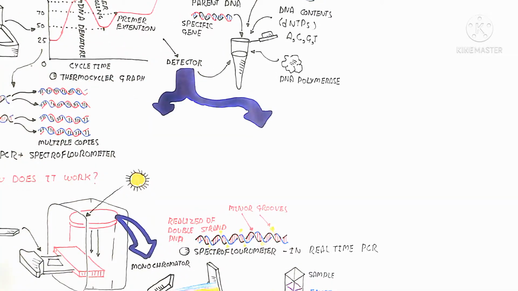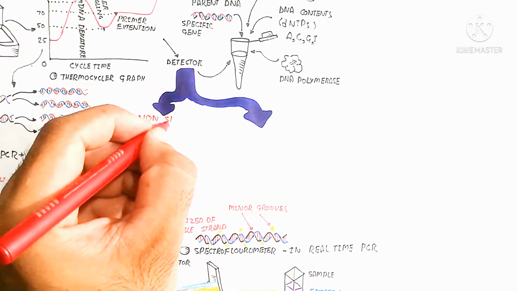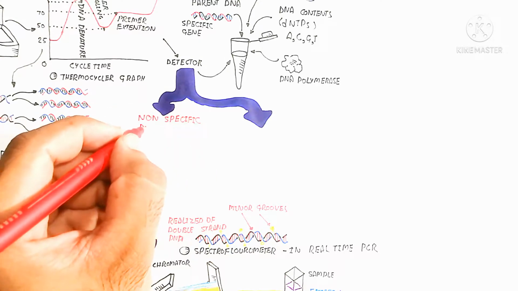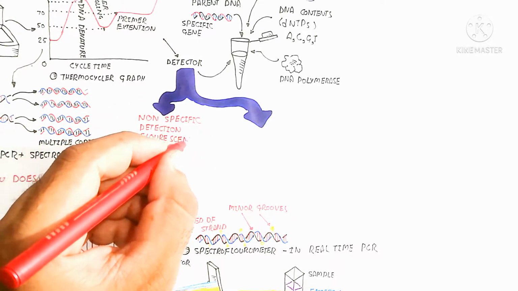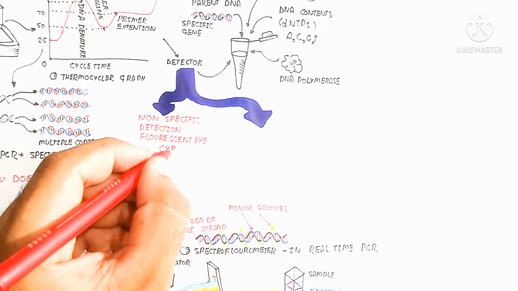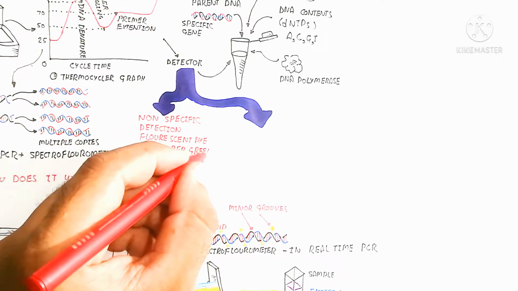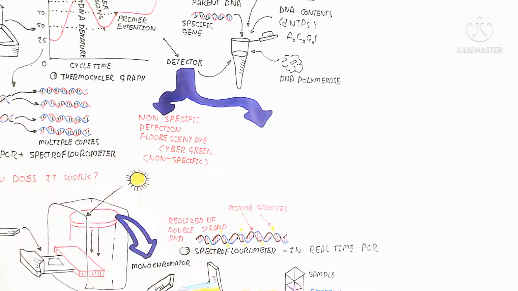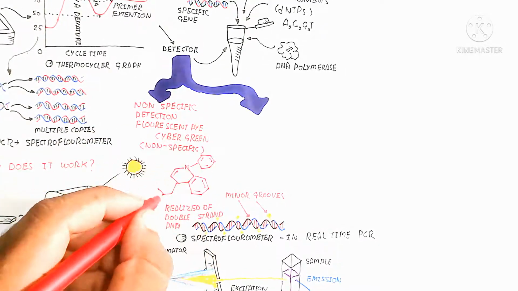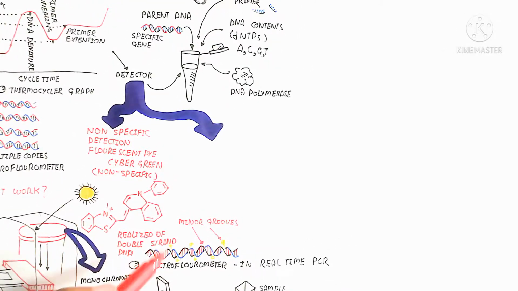What is the detector, we will also discuss. The primer we will also discuss, and the DNA content, which is adenine, cytosine, guanine and thymine, and also add the detector. So what is a detector? We will discuss. The detector is of two types: non-specific detector and specific detector.